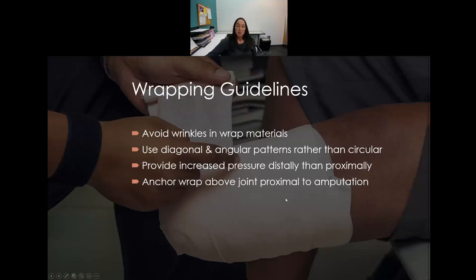Provide increased pressure distally than proximally. So if you had a lot of pressure up top, less pressure at the bottom, then it would push the inflammation down. And that's not what you want. You want to push the inflammation up. So more pressure at the bottom than the top. Anchor the wrap above the proximal joint. So if you were wrapping a transtibial amputation, you would anchor it above the knee.